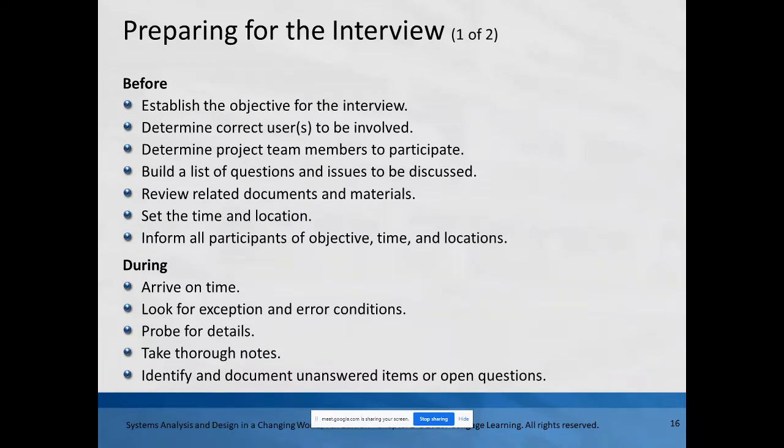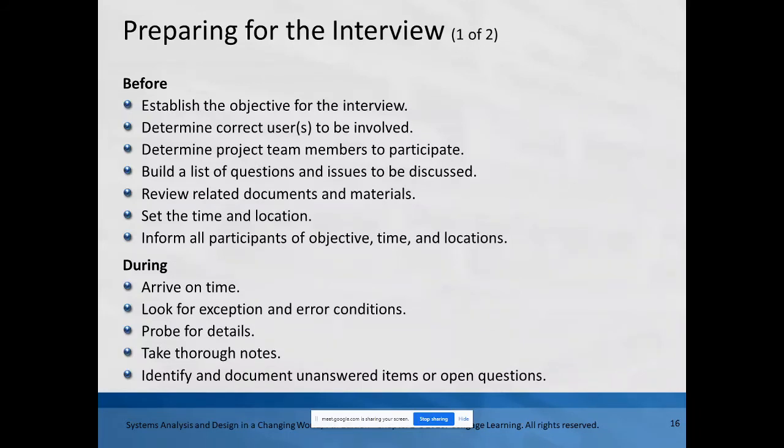So preparing for the interview. You should have an overriding objective for any given interview. You should plan ahead. What is my goal in doing this? What am I trying to figure out? Analyze all of the potential people and which ones would be the most effective for whatever phase you're on of the interview. Determine the project team members to participate, so you make that determination.